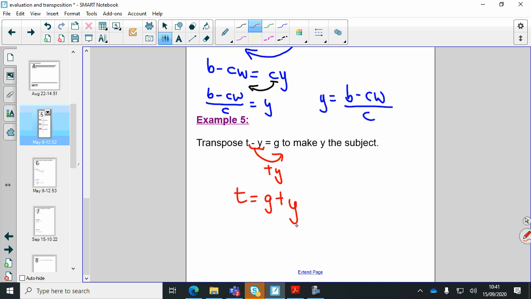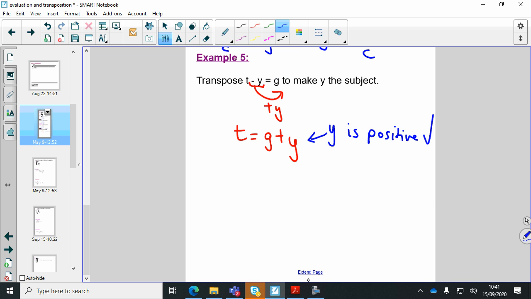Now what we've got is the y, and that is now positive, which is what we want here. We can't have it be negative. So that means we can now transpose anything else across to the left hand side. So this g is adding to the y. We can bring that g across and subtract it. So we're going to subtract g. So we now get t minus g equals y.